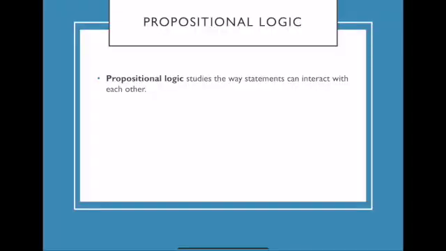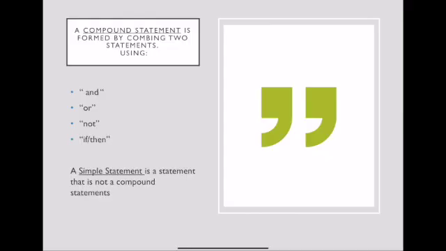Propositional logic is used to study the way statements interact with each other. And we do this by forming compound statements. A compound statement is formed by combining two statements using and, or, not, and if-then. A simple statement is a statement that is not a compound statement. You might see this called an atomic statement and a molecular statement. Remember, molecules have multiple atoms.